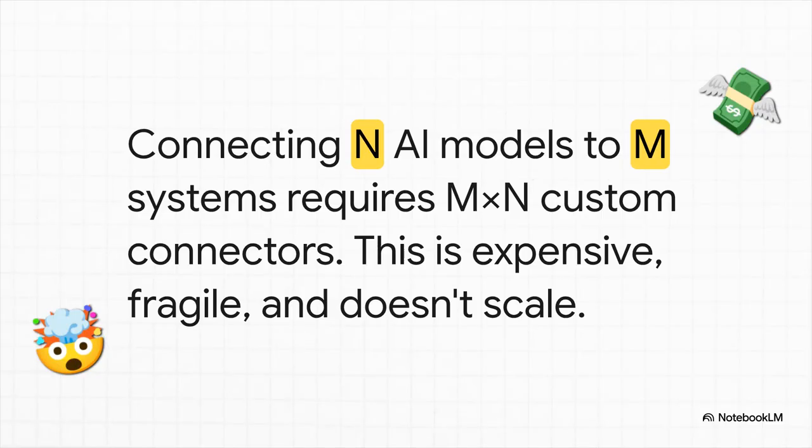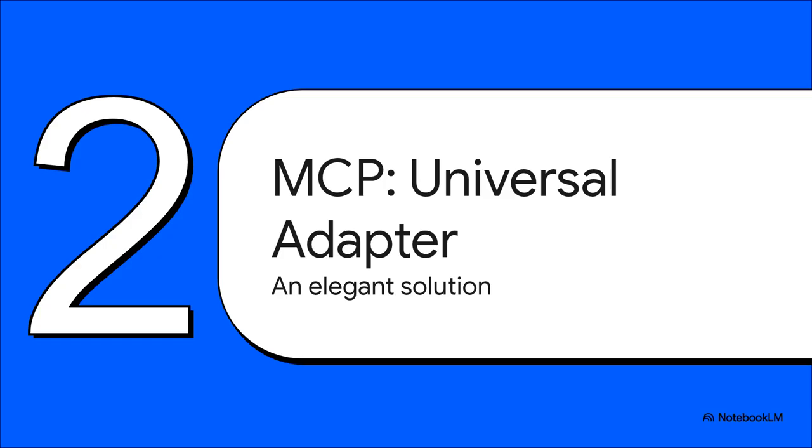And this right here visualizes the nightmare perfectly. Just imagine you have N different AI models you want to use, and you need to connect them to M different business systems. You know, your CRM, your database, your internal wikis. The old way of doing things meant you had to build a unique custom connector for every single one of those pairs. It's what we call the M times N problem, and honestly, it's expensive, it's brittle, and it just doesn't scale at all.